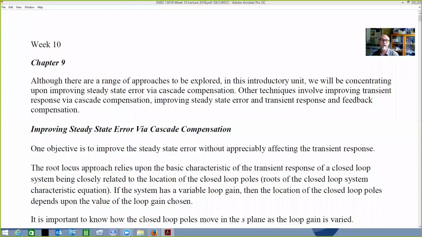Okay, in this session we're going to be looking at the design of control systems, analog and digital systems, using compensation techniques. It's an introductory unit, so it's a bit of an overview in actual fact of some basic techniques. There are other techniques, but we're going to concentrate on just giving you some introductory information and experience of that.